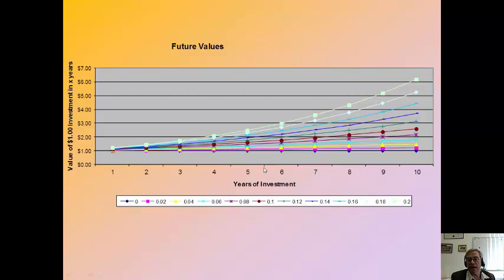Here on the x-axis we show years of investment, and here on the y-axis we show the value of $1 compounded over the years of investment on the x-axis at different rates of interest. So at 0%, $1 compounded for 10 years is simply $1. And yet at 20%, $1 compounded for 10 years is well over $6.